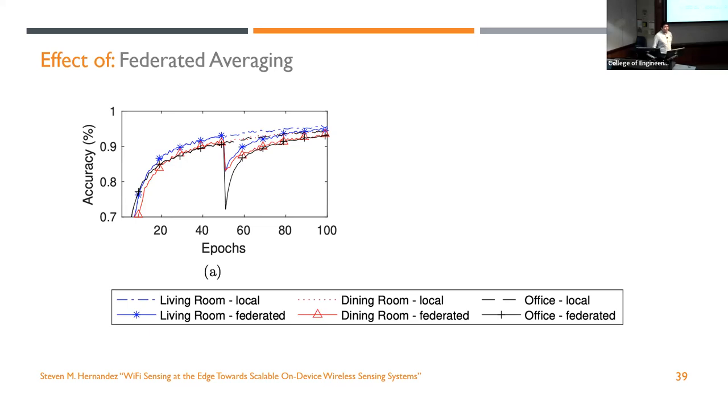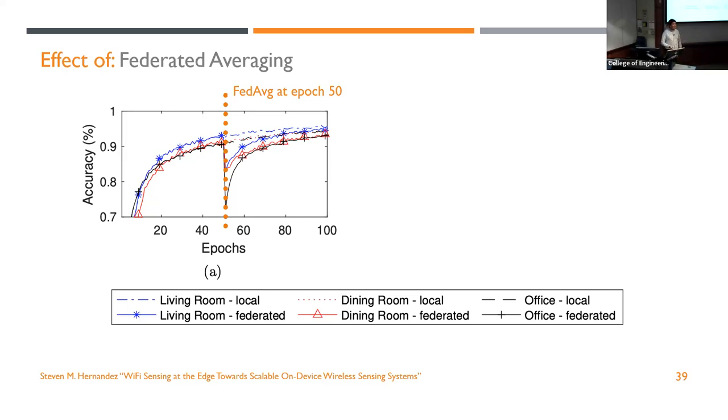So first, let's see what the effect of federated averaging is. Here we see for 3 different locations, we train a model and the accuracy increases over each epoch until a certain point. Right here at round 50, we perform federated averaging. So what's happening is each of the devices is learning some local amount of information. And if we keep training for too long, then we're going to move away from learning generalizable information and move into learning really specialized information, something that might only be applicable to the one device or the one location.